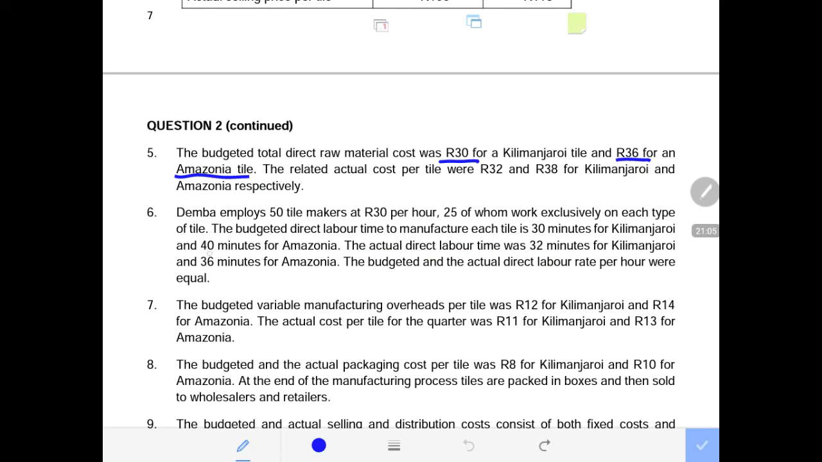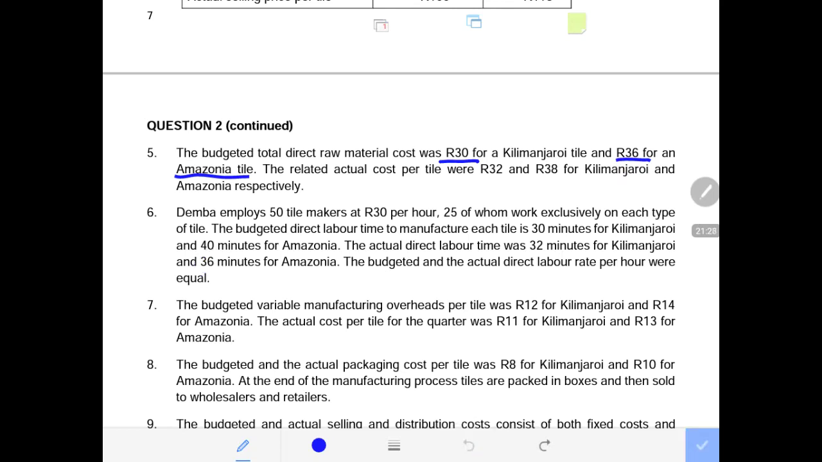Another one, they estimated 40 minutes, but they took how many minutes? They took 36 minutes. That means the labor efficiency for this product will be favorable. Standard hours minus actual hours, multiply this by the standard rate. So that will be the labor efficiency variance.